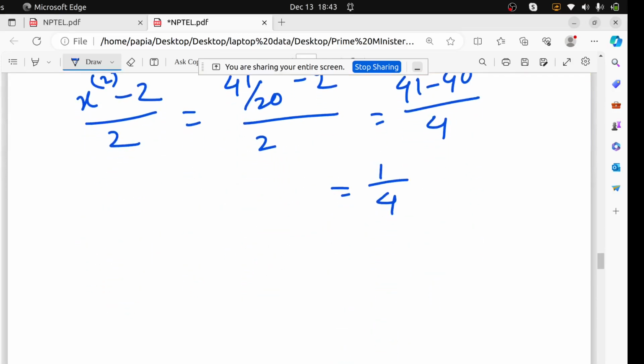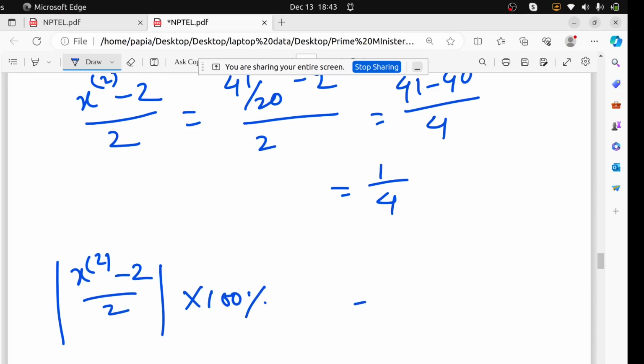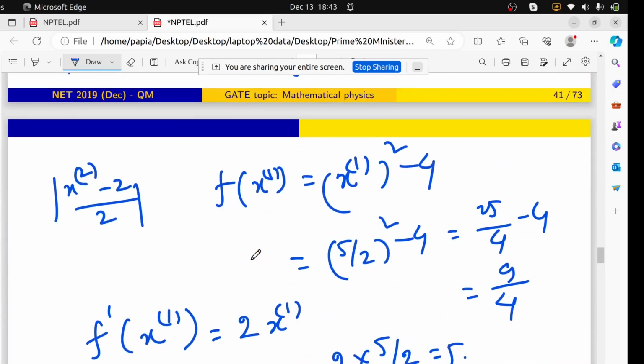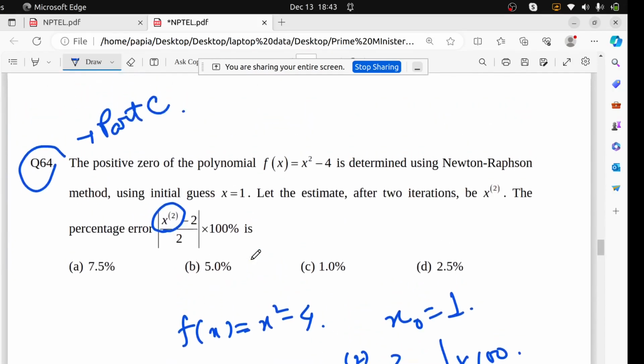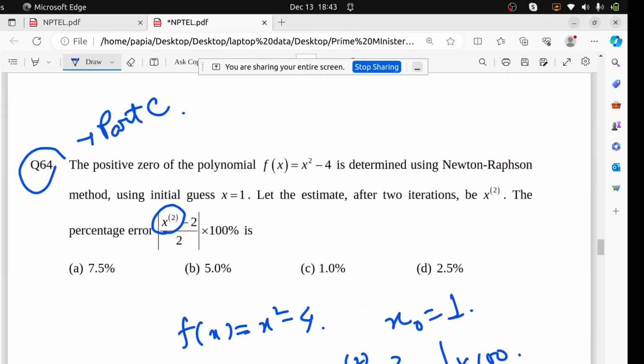And they are asking this term basically. So what will be the answer? 1 by 4 into 100%. So it will be simply 2.5%. Okay? So now go to the answer here. 2.5 means the option number D. So I think you understand.